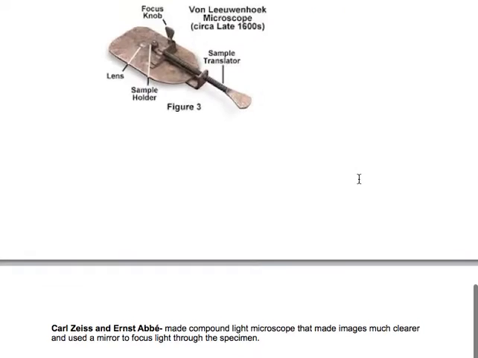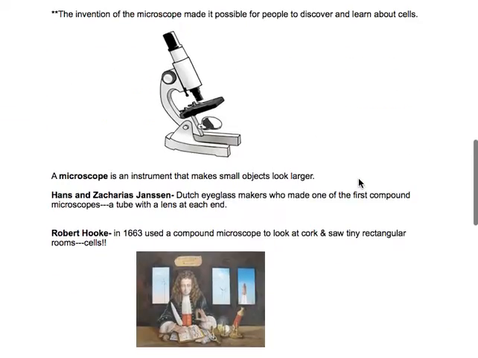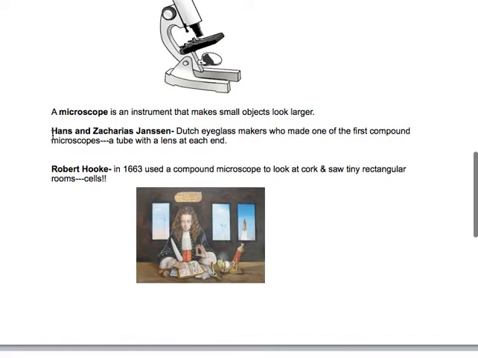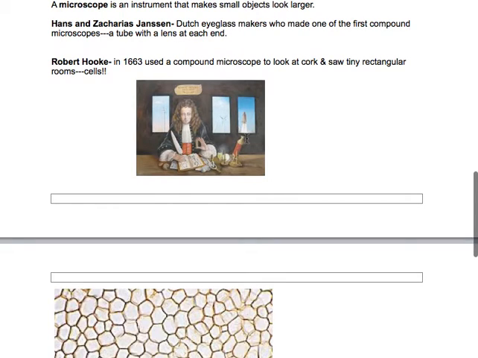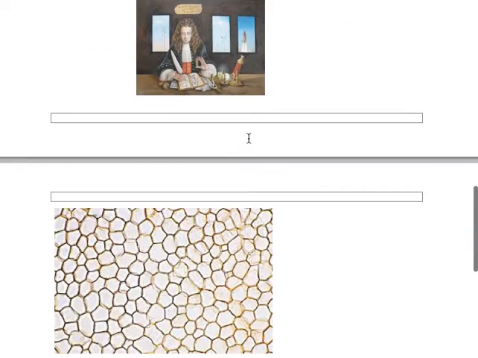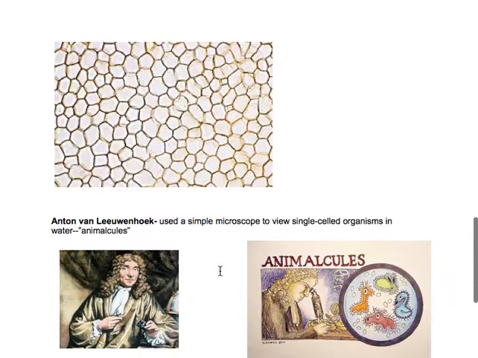So just to recap, observation of cells came about because of the microscope. Started with Hans and Zacharias Janssen, who made eyeglasses and made a compound microscope with a tube and two lenses. Robert Hooke used one of these compound microscopes to look at a slice of cork and saw little tiny rectangular rooms in the slice of this plant and decided to call them cells.